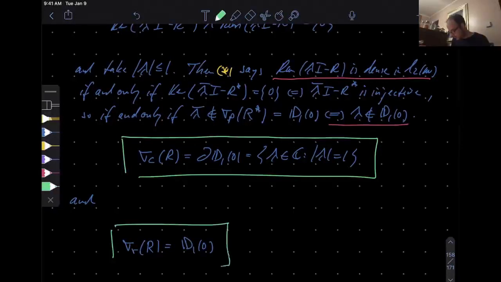So now we have answered all questions. The resolvent set is everything outside the closed unit disk in the complex plane. The spectrum is the closed unit disk. The point spectrum is empty. The residual spectrum is the open unit disk, and the continuous spectrum is the boundary of the disk. All right, so there we have it.